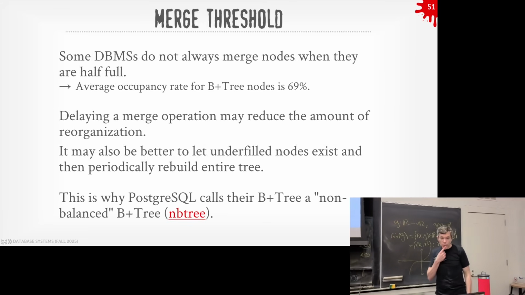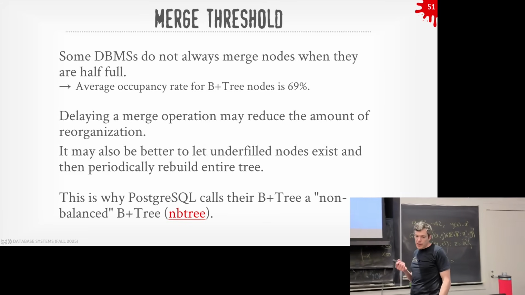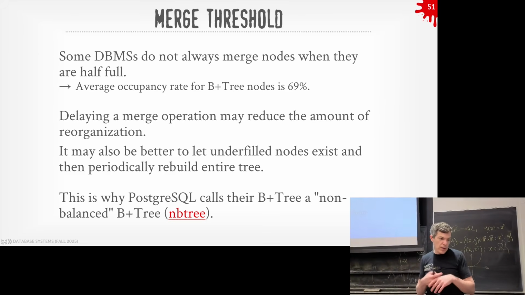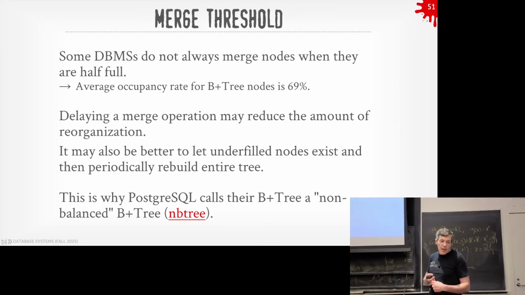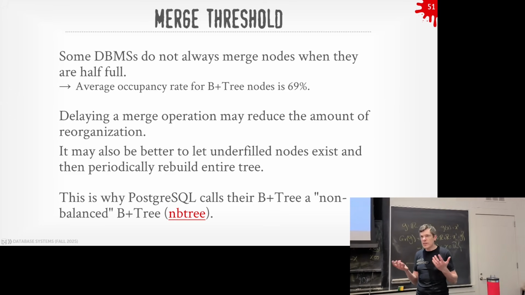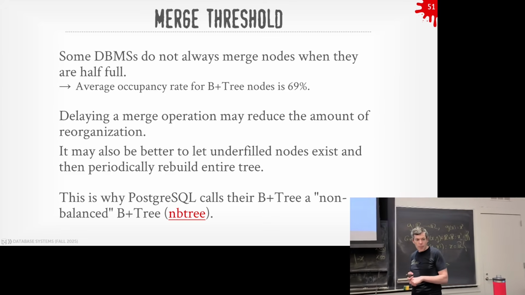So the merge threshold we talked about is like if it's less than half full, then I have to do a merge or try to steal from my sibling, right? If you follow exactly that protocol, then you roughly end up with an occupancy rate of about 69, 70%. So about 70% of your nodes are going to be full at any given time, right?